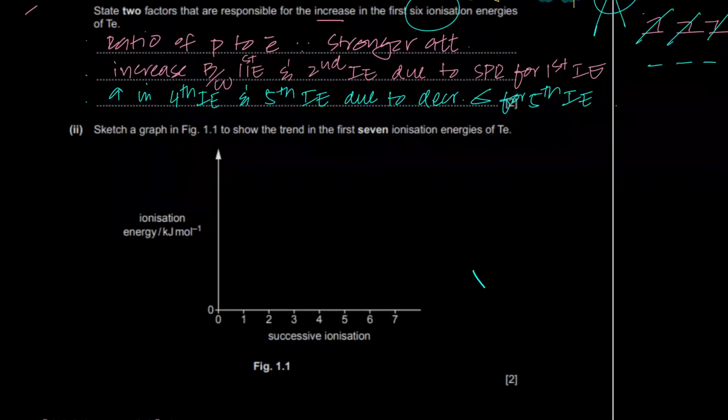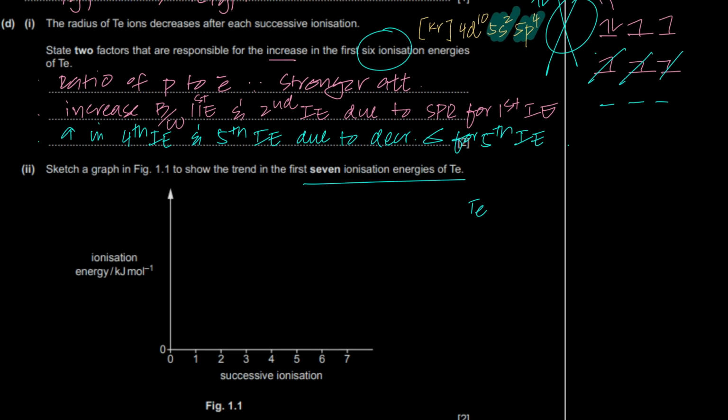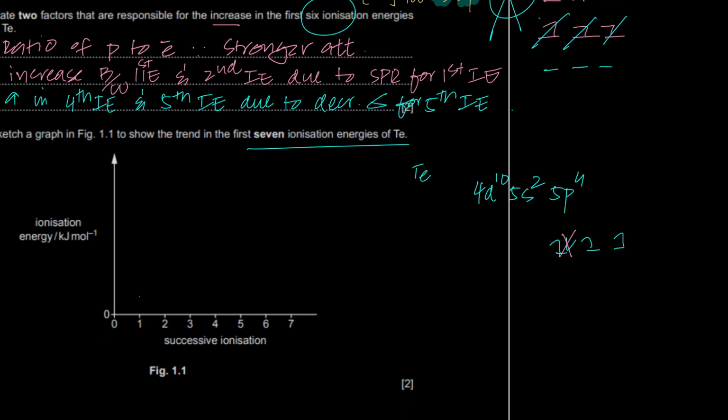Now, sketch a graph in 5.1 to show the first 7 ionization energies of Te. It's a very beautiful question. Sorry, Te, why am I putting a dash? Now, first 7 ionization energies. Te was 4d10, 5s2, and 5p4. So I removed the first electron, which was already paired, so spin pair repulsion, and obviously that's the ionization energy right here. Then I removed the second electron. There's no spin pair repulsion, so it requires a higher ionization energy.